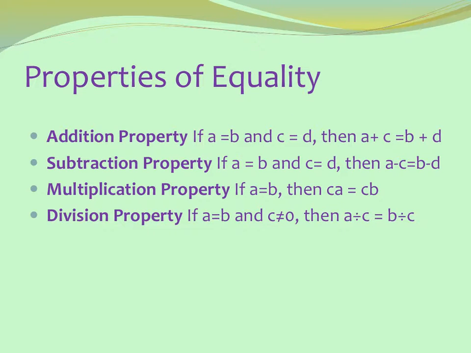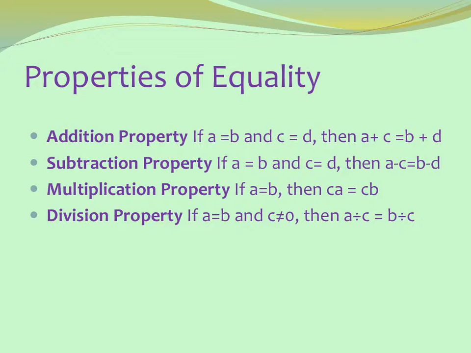So, properties of equality. These are properties that carry over from algebra. The addition property of equality says that if A equals B and C equals D, then I can add the same thing to both sides of my equation and it would still remain true. So A plus C would equal B plus D. If I'm adding equal numbers to both sides, then my statement stays true.